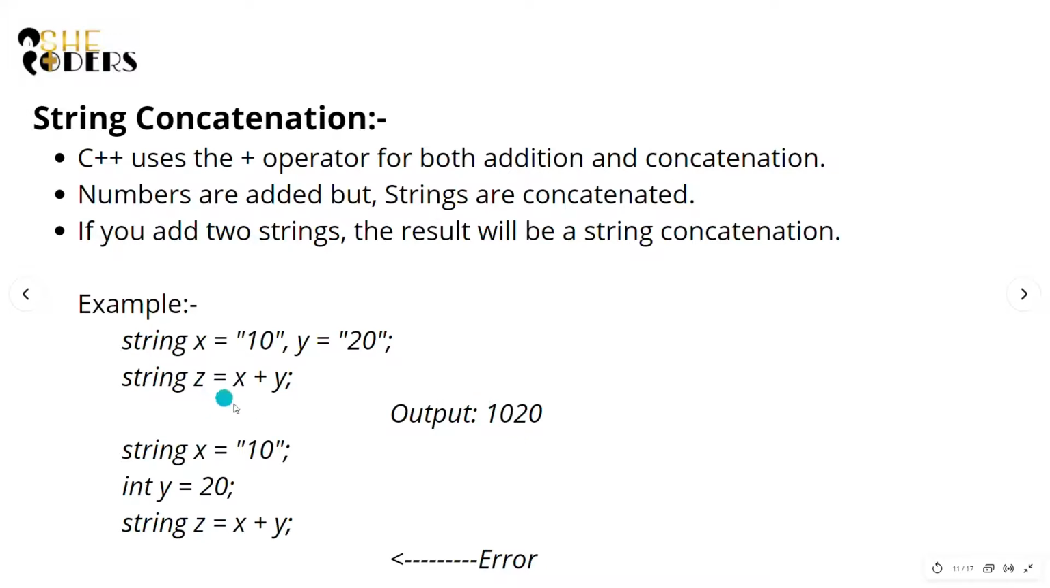If I write any string 10, like here it is within double quotes, so it will be a string, and any integer y. Both are two different data types, that is y is an integer and x is a string. So we cannot add both of them. If you write this expecting a value of string data type, it will simply raise an error.